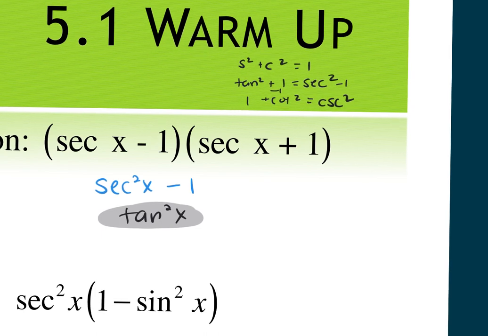You could have gone the long way around. I could have made them 1 over cosine minus 1 and then 1 over cosine plus 1. I could have combined them into one fraction. Sure. And then I could have gone from there, but I think that that's probably the easiest way to do it.